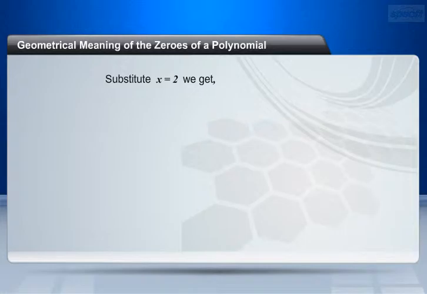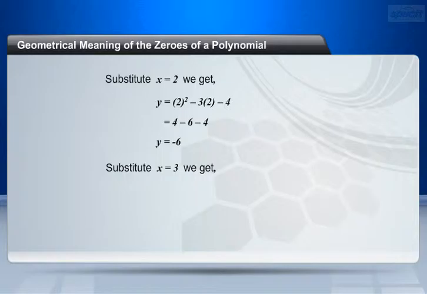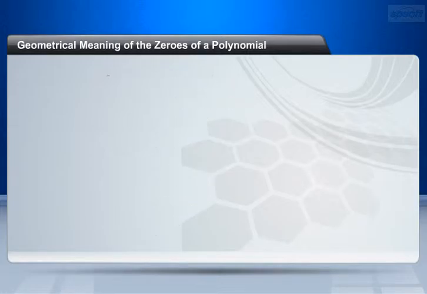Substitute x is equal to 2, we get y equals 2 square minus 3 into 2 minus 4. This is equal to 4 minus 6 minus 4. This implies y is equal to minus 6. Substitute x is equal to 3, we get y is equal to 3 square minus 3 into 3 minus 4. This is equal to 9 minus 9 minus 4. This implies y is equal to minus 4.